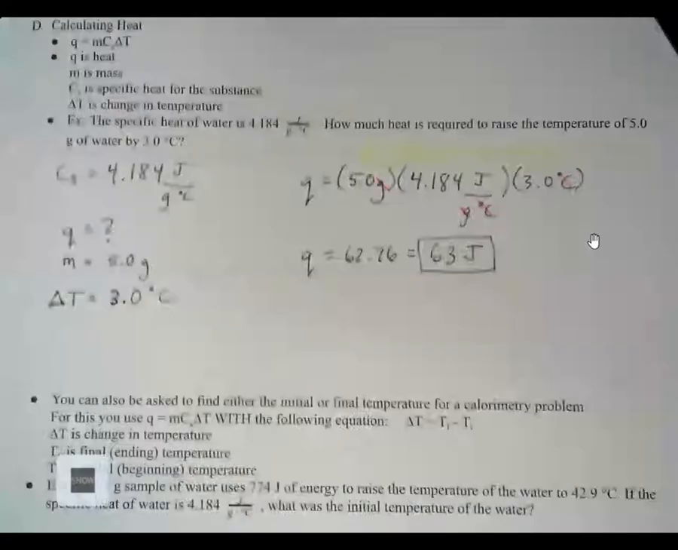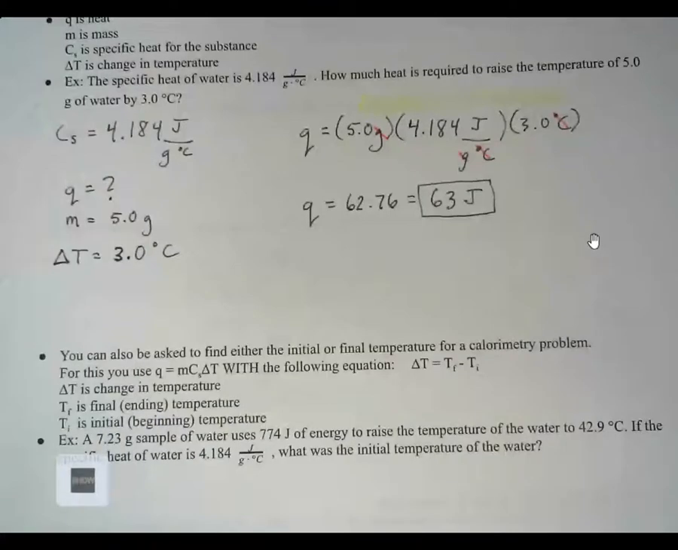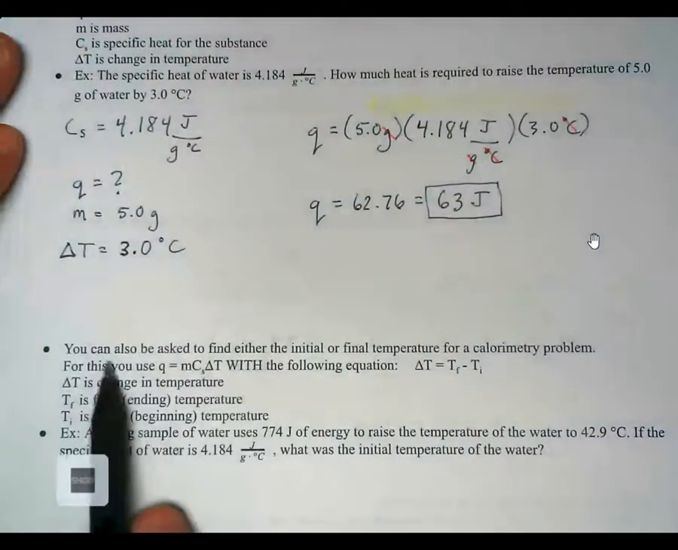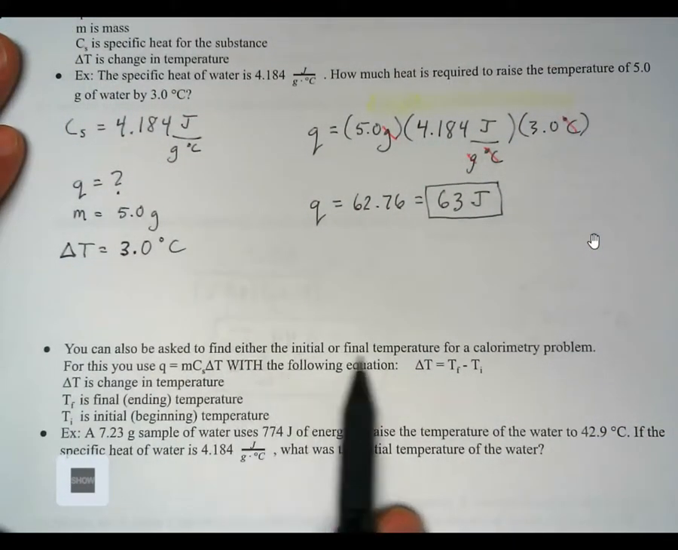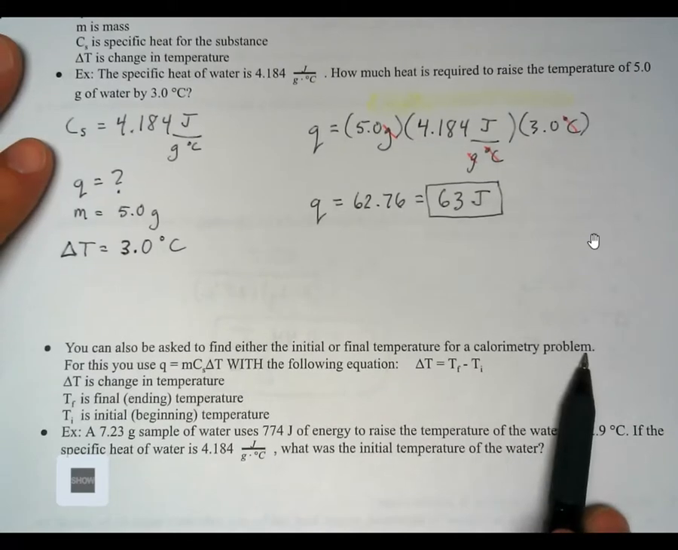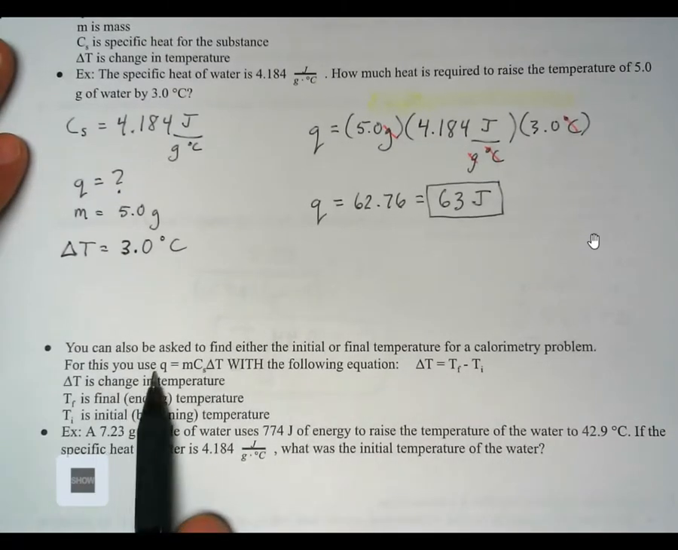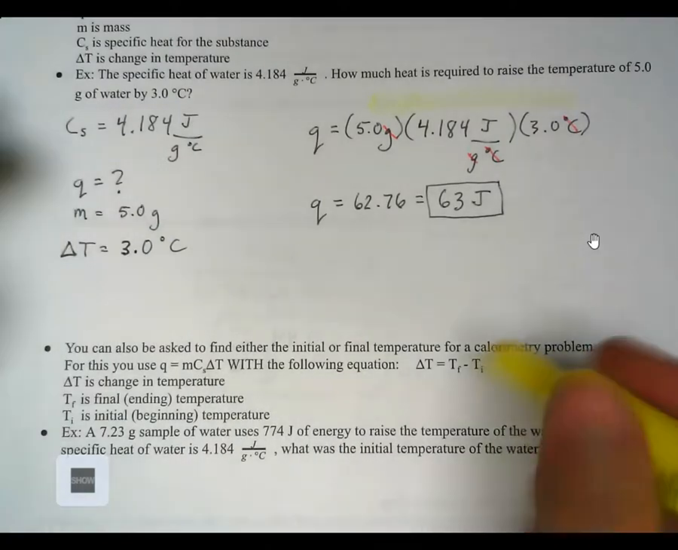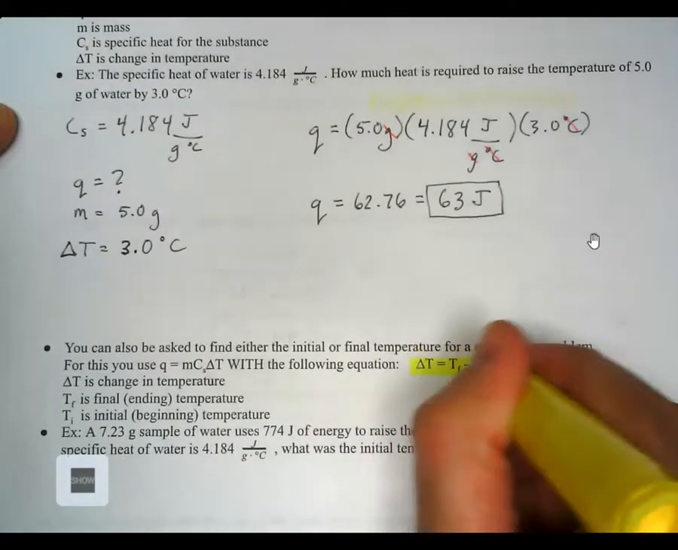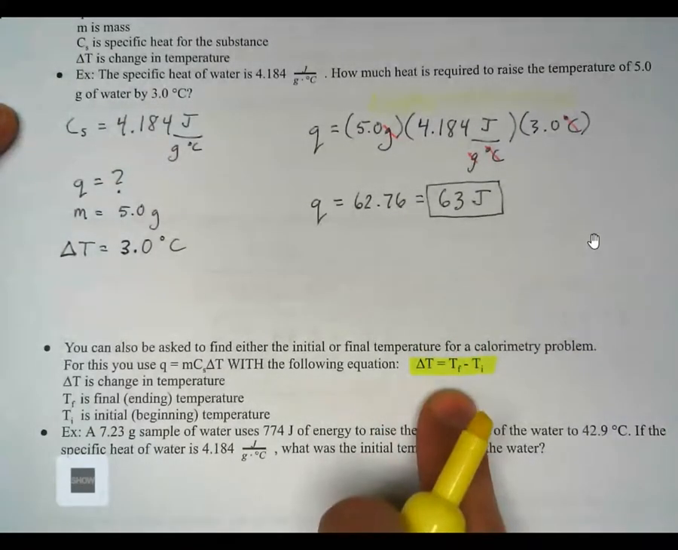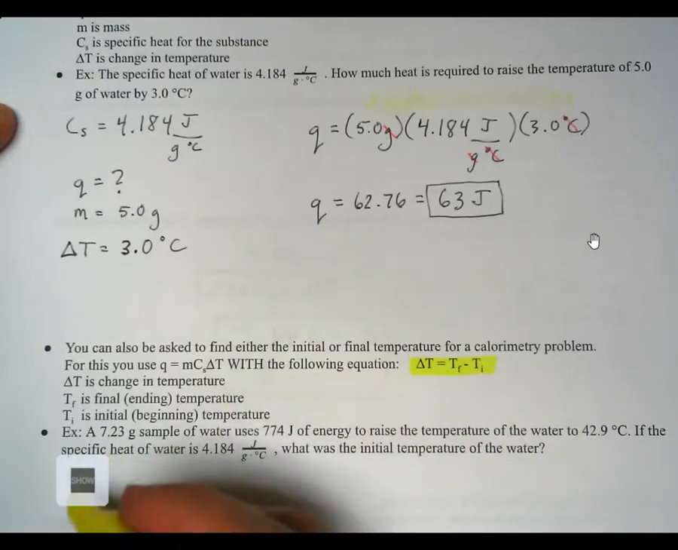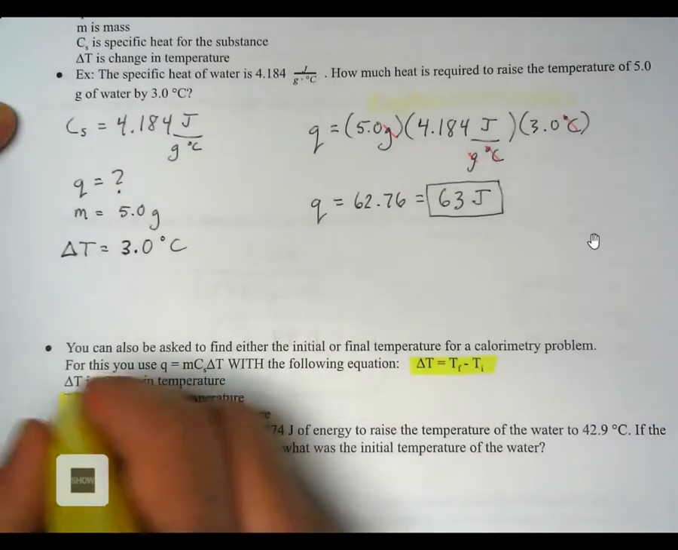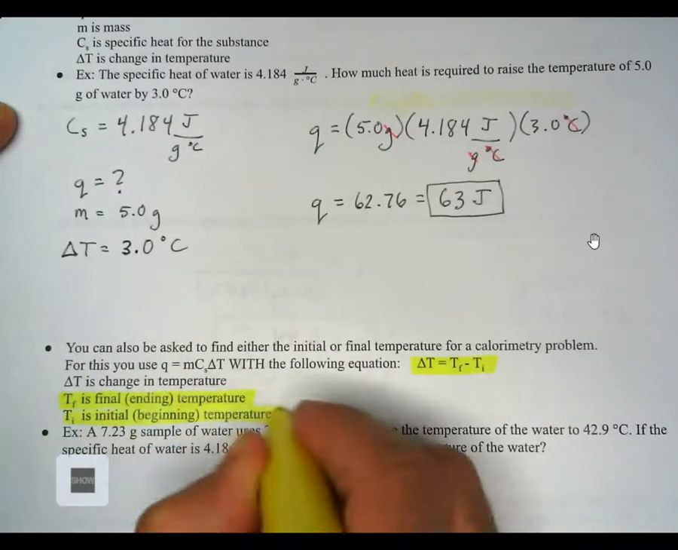Okay. Let's go on to the next example, still using this, but you can also be asked to find either the initial or final temperature for a calorimetry problem. For this, you use Q equals MCAT with the following equation. Now, delta T equals T sub F minus T sub I. Okay. Delta T is change in temp. T sub F is the final temp. And T sub I is the initial temp.